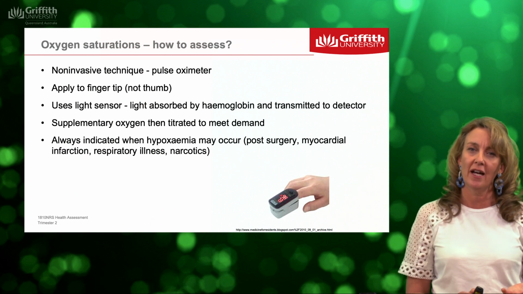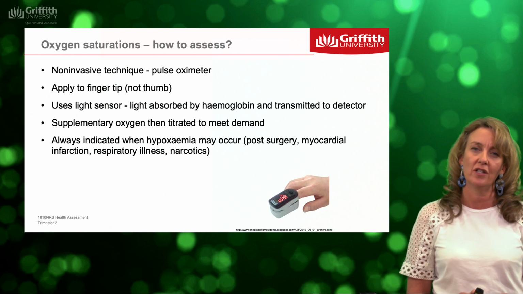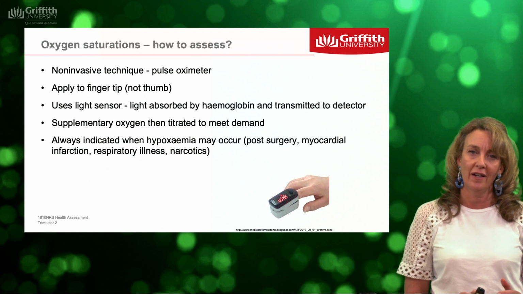So say someone has oxygen on the nasal prongs going at 3 litres per minute, but we notice that the oxygen saturations have stayed at 94 and have not improved. So we might need to increase the amount of oxygen that they're breathing in via those nasal prongs.